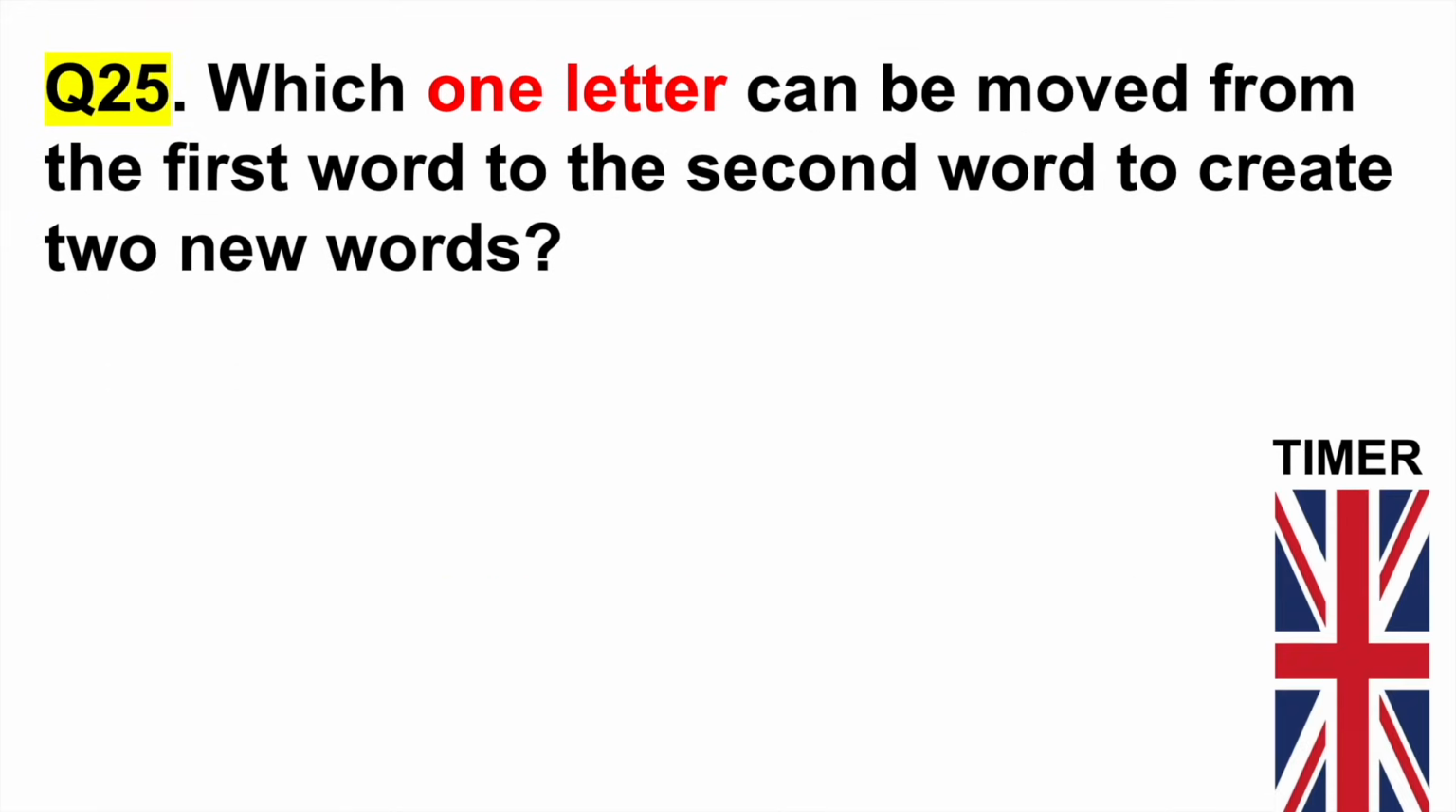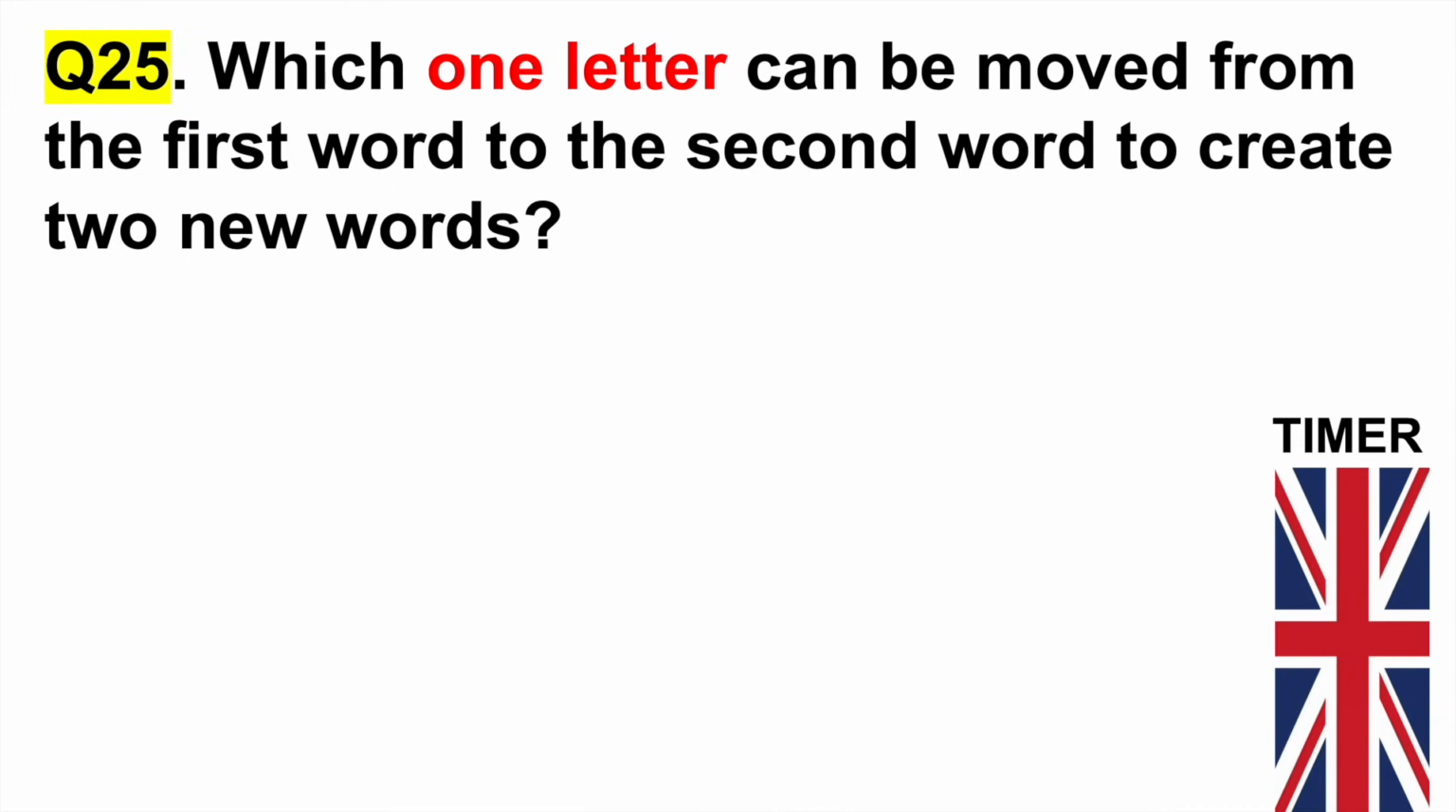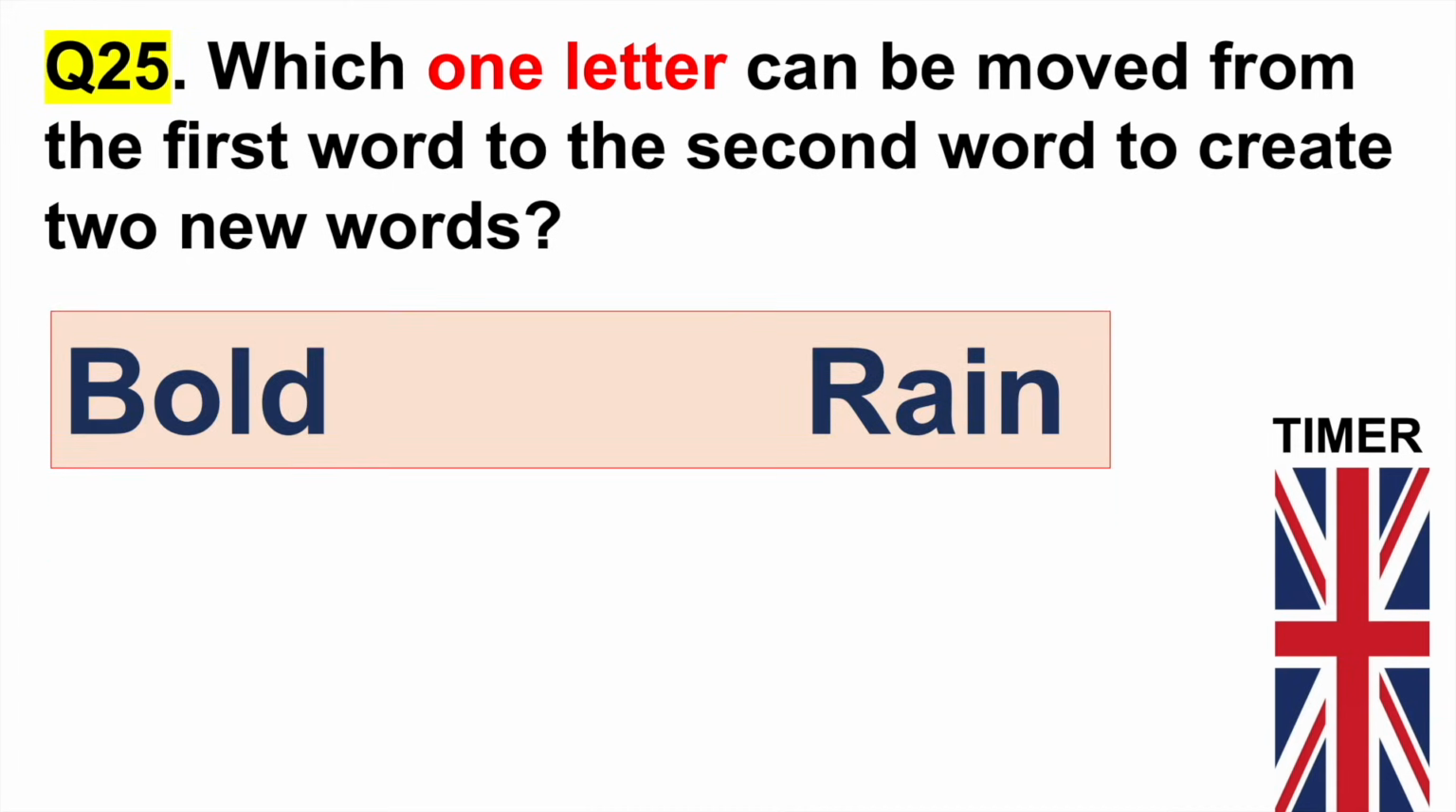Question 25. Which one letter can be moved from the first word to the second word to create two new words? Bold, rain. Here's a timer.